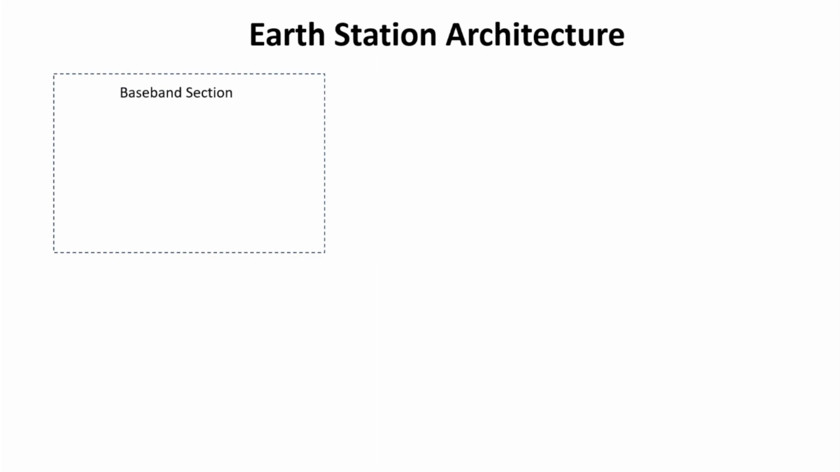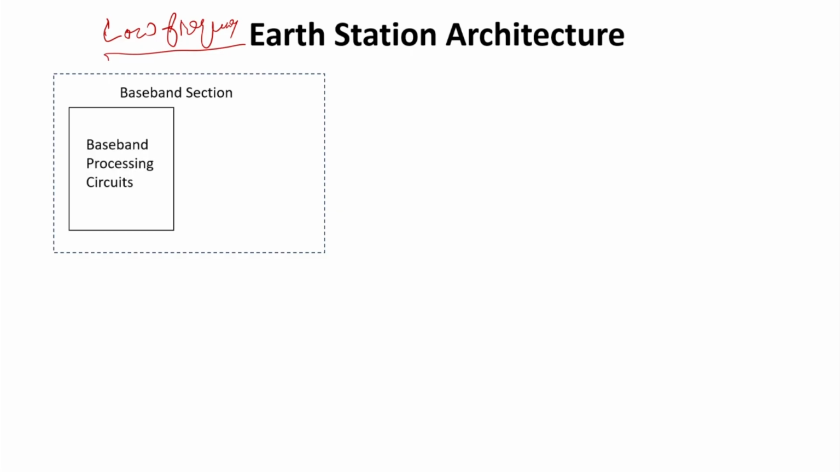First is the baseband section. Now, what is the baseband? By baseband, I understand it is the low frequency. Generally a video signal or a voice signal is called a baseband signal. If I consider the audio signal, the frequency band will be something like 30 hertz to 20 kilohertz. So, this is called the baseband signal, and the earth station will first have a baseband processing circuit.